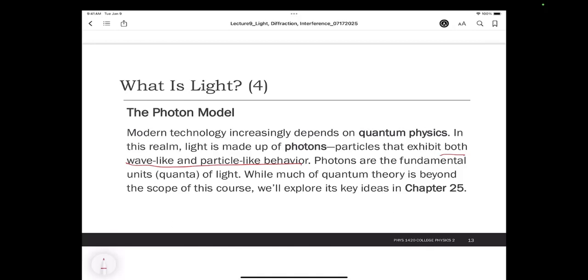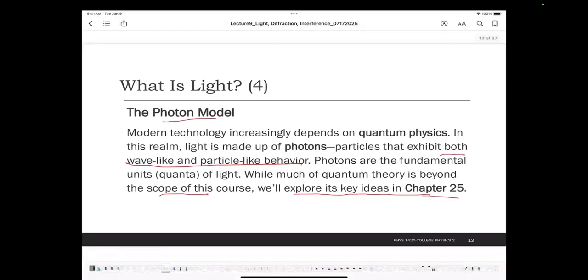Much of quantum theory is beyond the scope of this course. We will explore its key ideas in chapter 25. Sometimes, in some phenomena, light acts like a wave and like a particle at the same time. So we call this the photon model. We will talk about some details in chapter 25.